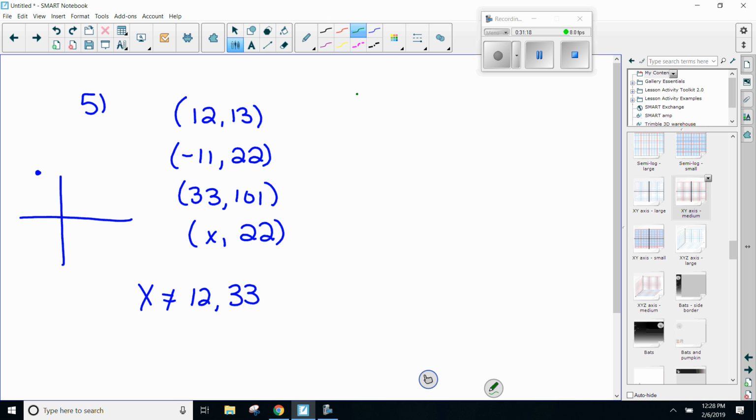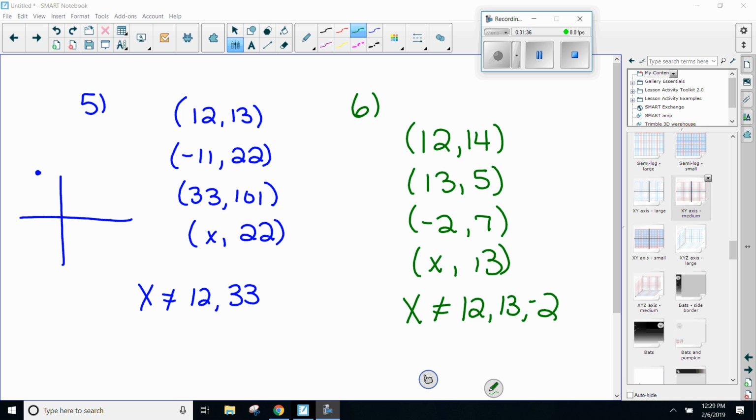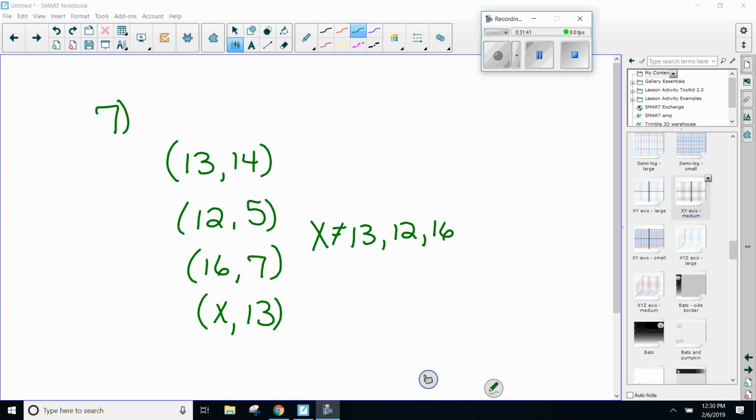Okay, what about number 6? 6, what can't x be? I'm on the wrong one. So for number 6, x cannot be 12, 13, or -2. So for number 7, x cannot equal 13, 12, or 16. So your assignment is that next question in that box dealing with Alex and Lillian.